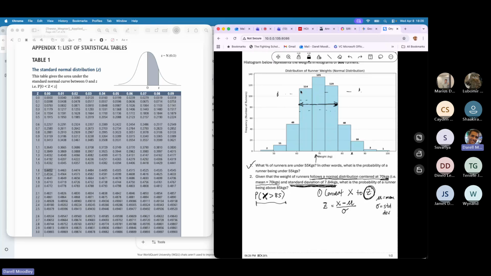So we have all these values. It's in the text. Here's your standard deviation, and there's your mean, 70. Now, the X that we want to convert is this 85. So we want to know the equivalent Z value for X equals 85. We'll plug 85 into that formula, minus the mean, 70, divided by sigma, which is your standard deviation, 7.84.